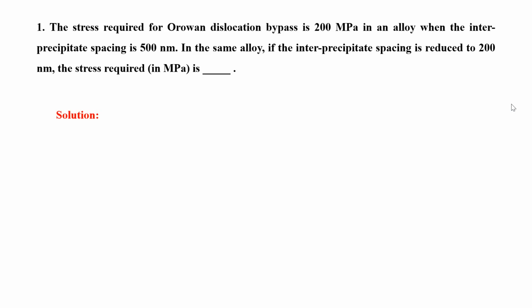So the first question for today is: the stress required for Orowan dislocation bypass is 200 MPa in an alloy where the interprecipitate spacing is 500 nanometers. In the same alloy, if the interprecipitate spacing is reduced to 200 nanometers, the stress required in MPa is dash. So this is the first question that we'll be solving today. Does anybody know the equation for the stress required in Orowan dislocation?